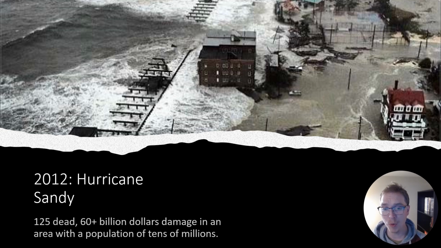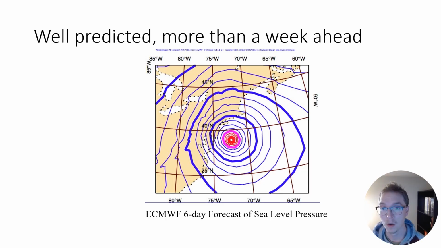Let's look at a few examples here. 2012, Hurricane Sandy: 125 dead, well over $60 billion in damages, in an area with a population of tens of millions. Only 125, while sad and tragic, only 125 died in this event. Why? Well, it was predicted more than a week ahead of time. Meteorologists and analysts saw this storm developing and coming and were able to warn people much earlier on that this type of an event could happen.